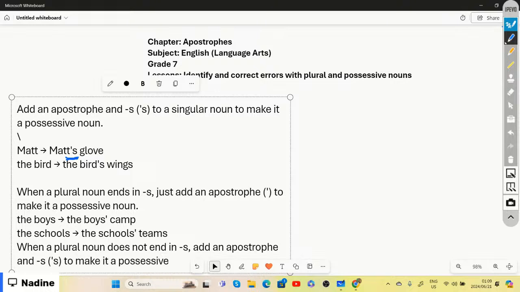If we want to talk about the wings of the bird, remember we said when it comes to apostrophes, right? And words that show possession, especially nouns, right? It tells us that either someone owns something or someone has something.